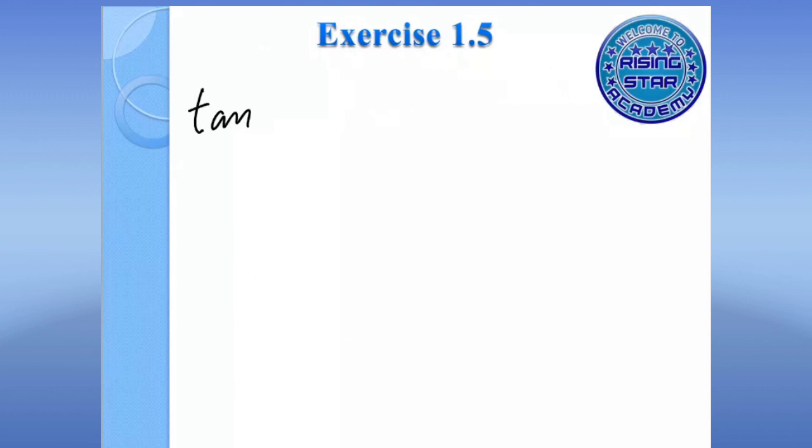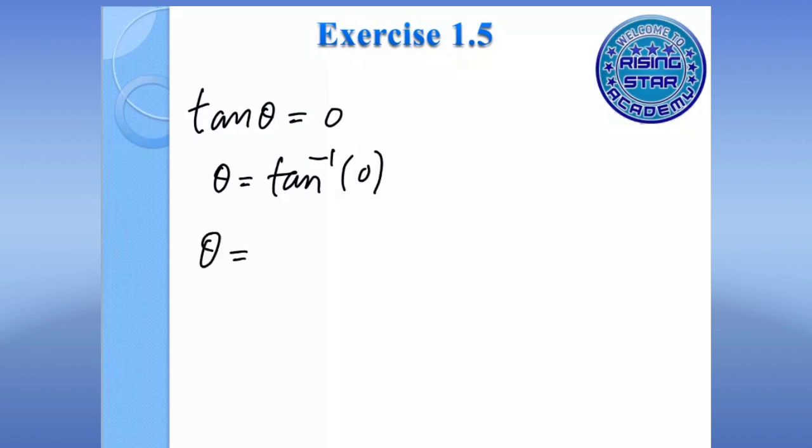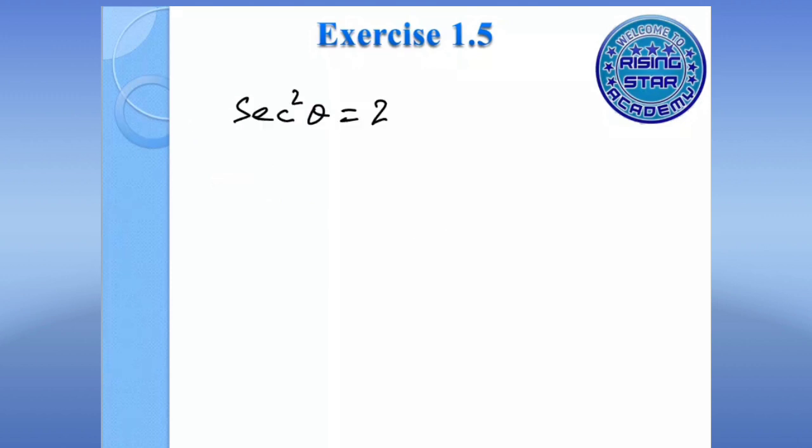Now I would write tan theta is equal to 0. So theta would be equal to tan inverse of 0. I already told you before that tan is 0 at 3 possible angles: 0 degrees, 180 degrees and 360 degrees. Now we will solve the other part, secant square theta is equal to 2. For this we have to change secant into cos. So we take the reciprocal: cos square theta is equal to 1 over 2.